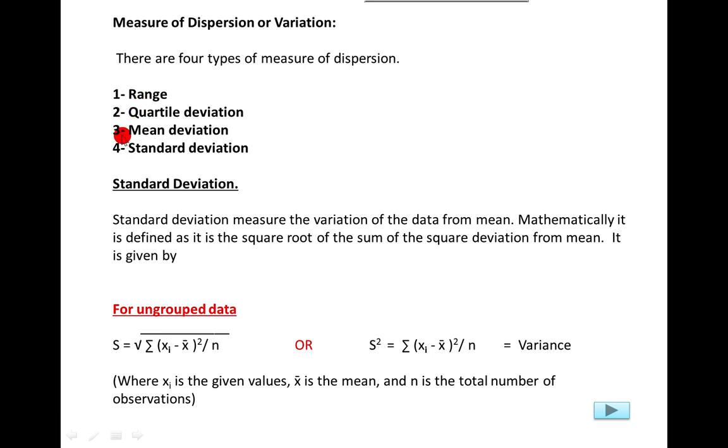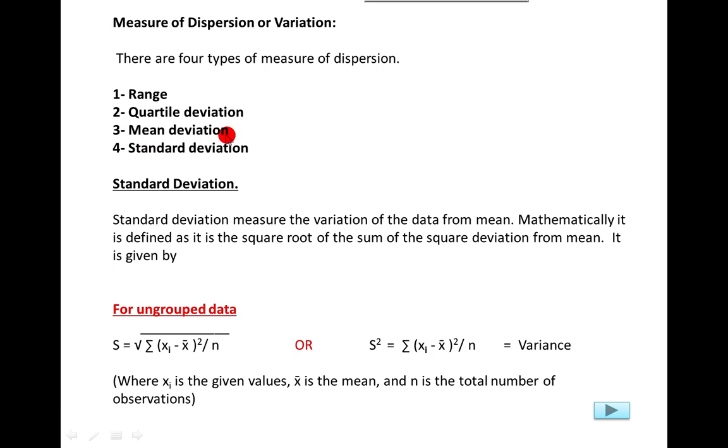And number second and number third are not included in your syllabus because quartile deviation, quarter means 1/4. In quartile, we divide the data into 4 equal parts. And you know that in median, we divide the data into 2 equal parts, same as in quartiles, we divide the data into 4 equal parts. But quartiles are not included in your syllabus. In quartile deviation, we use the quartiles. So this quartile deviation is also not included in your syllabus.